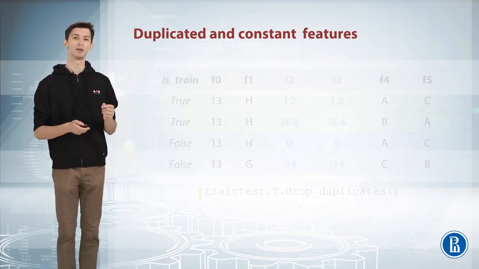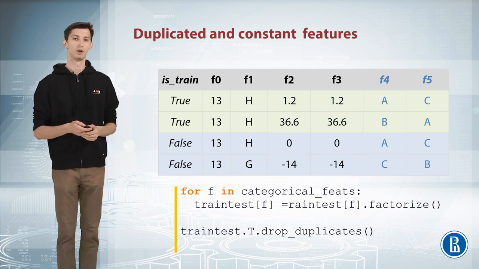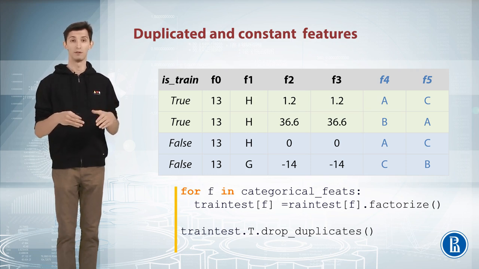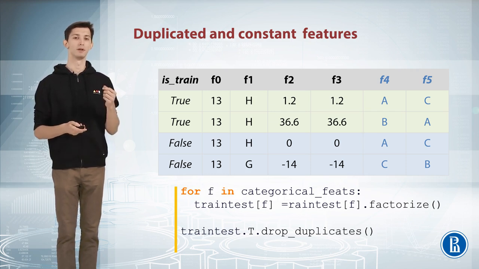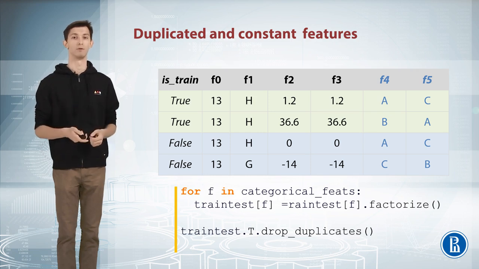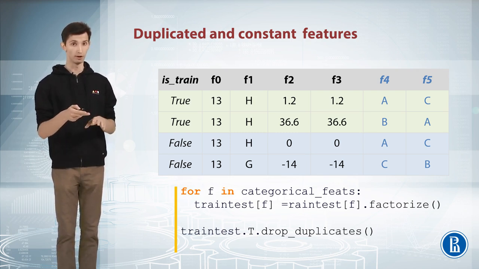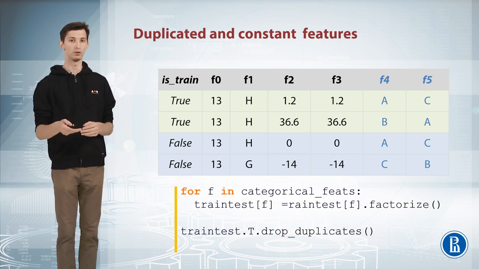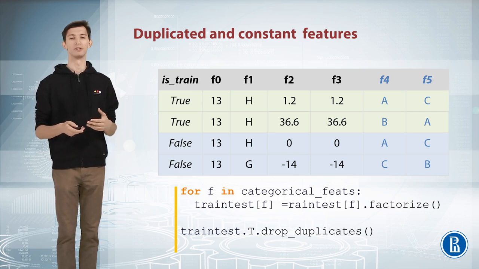We can also have duplicated categorical features. The problem is that the features can be identical, but their levels have different names. That is, it can be possible to rename levels of one of the features, and two columns will become identical. For example, features F4 and F5. If we rename levels of the feature F5, C to A, A to B, and B to C, the result will look exactly as feature F4.